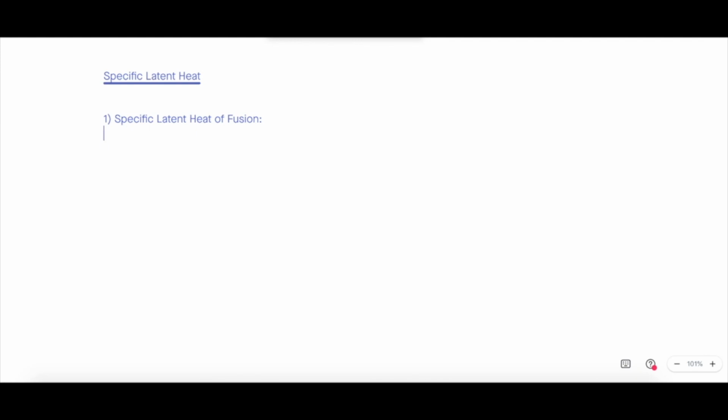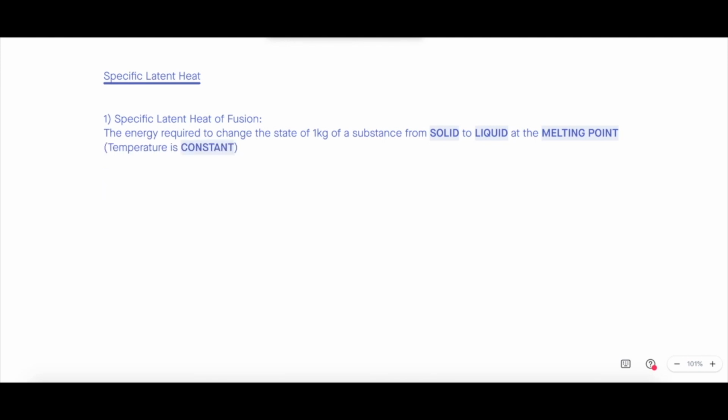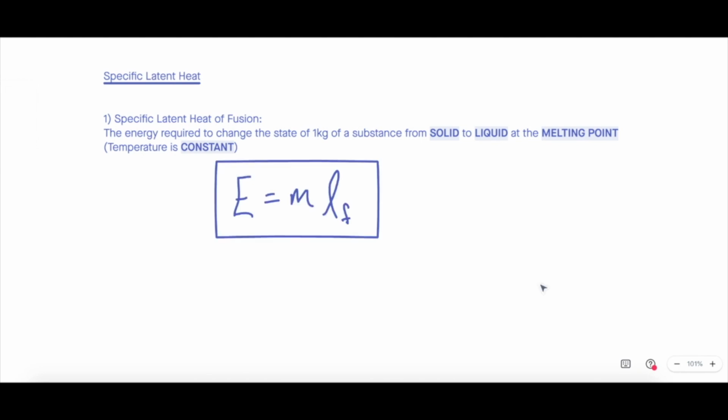And the definition is the energy required to change the state of 1 kilogram of a substance from solid to liquid at melting point. So that last bit is important, at melting point, because the temperature should not change during this process. So it's different to specific heat capacity, where the temperature does change but the state doesn't change. But with specific latent heat, the state changes but the temperature doesn't change. The equation is energy is equal to mass times the latent heat of fusion, and latent heat of fusion is measured in joules per kilogram.